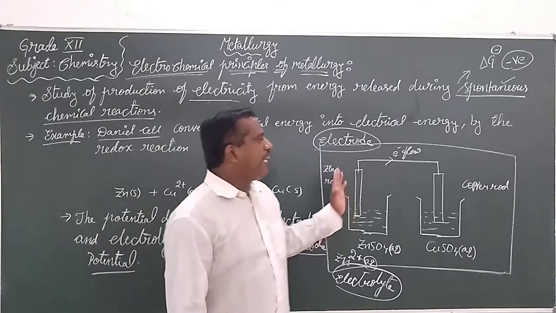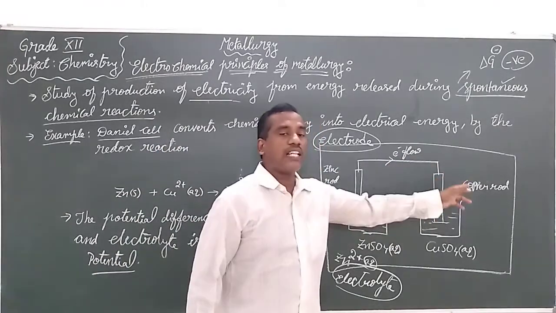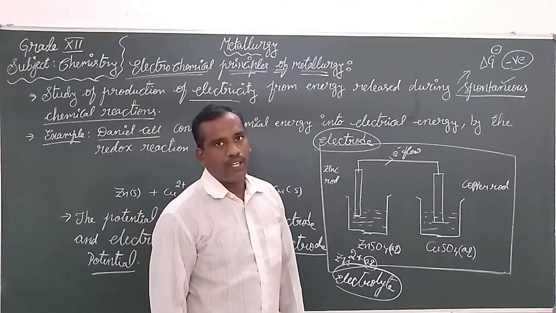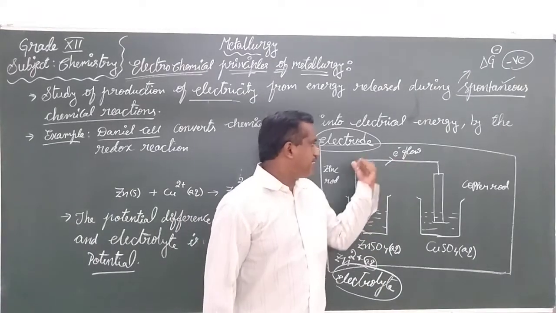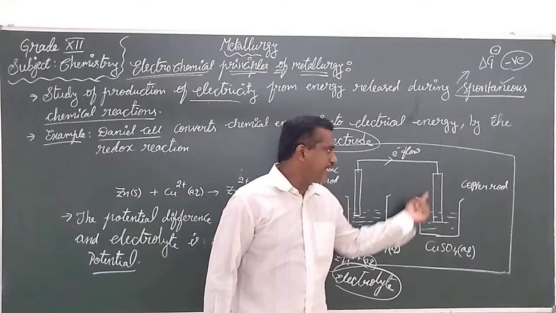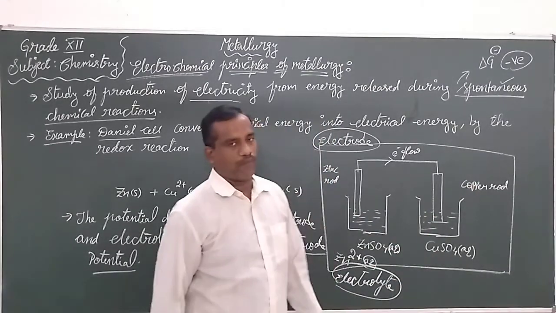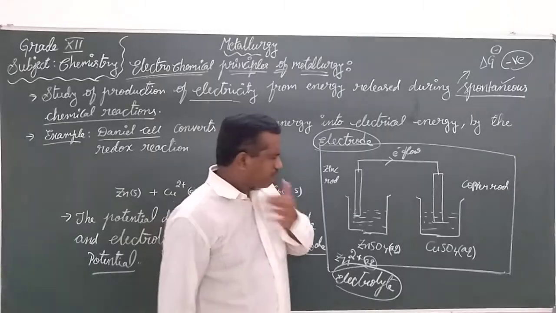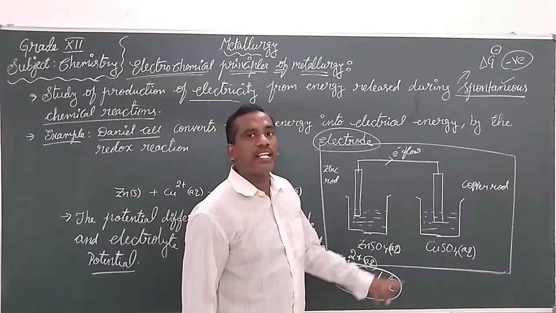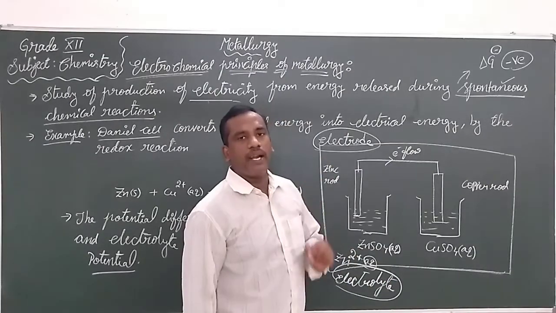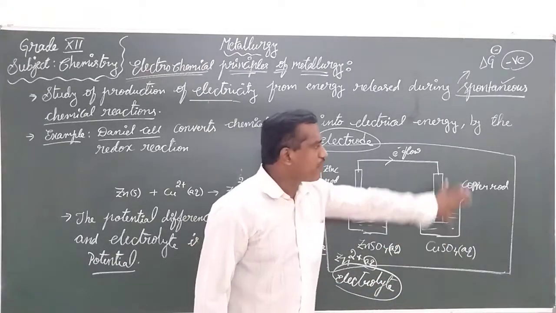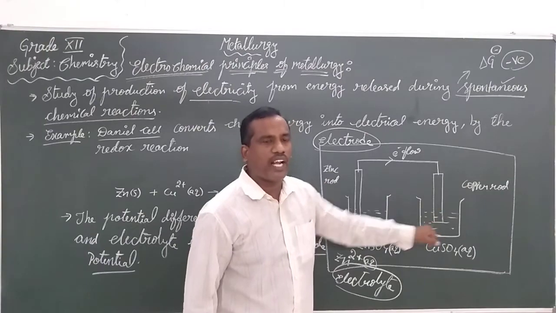Next, we have connected this zinc rod with the help of connections to another copper rod that is dipped in copper sulfate solution. Electrodes must be dipped in the metal solutions, in solutions containing metal ions. Now here, which one is the electrode and which one is the electrolyte?